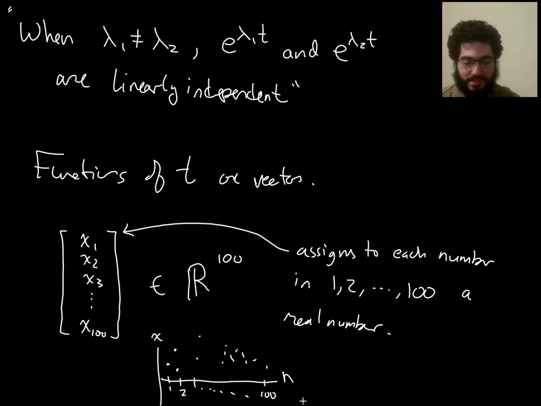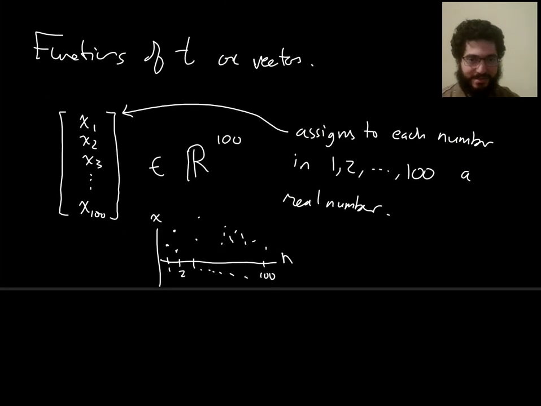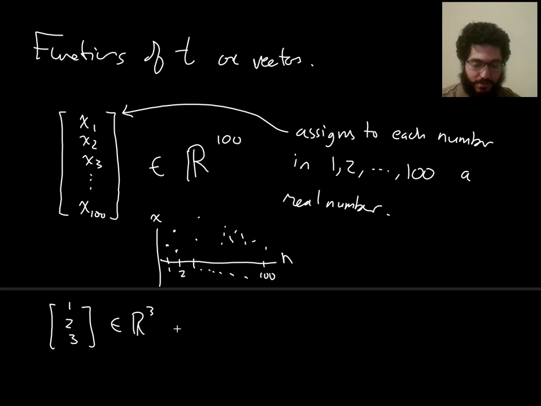Yeah, so you can imagine that this plot basically is the vector. Maybe a smaller example. Take the vector 1, 2, 3 in R3. You have two ways of thinking about it.